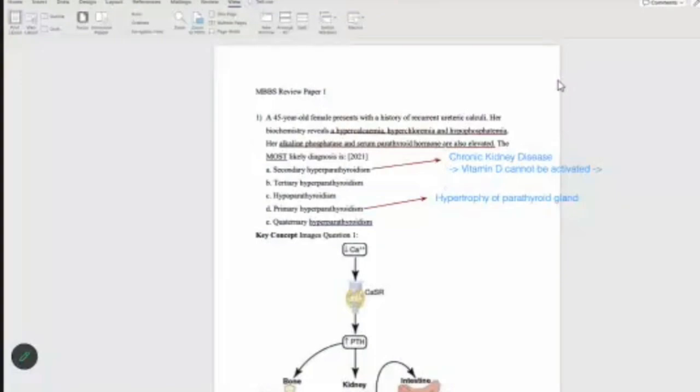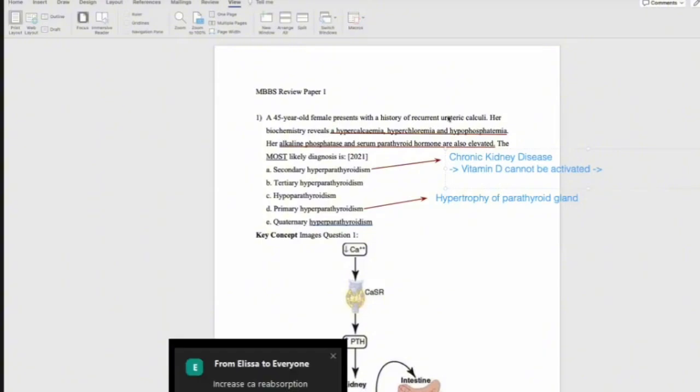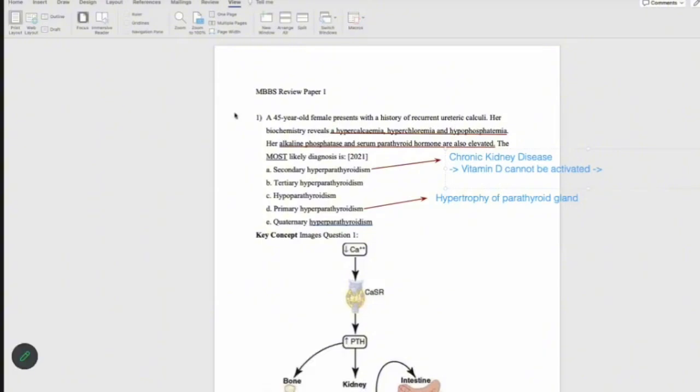Can someone just type it in the chat real quick? What does vitamin D do when it goes to the intestines? What's its function? Anybody? All right. So exactly. So vitamin D's function on the intestines is to increase calcium reabsorption as well as phosphate reabsorption, right? But if you can't activate vitamin D, you end up with decreased calcium.